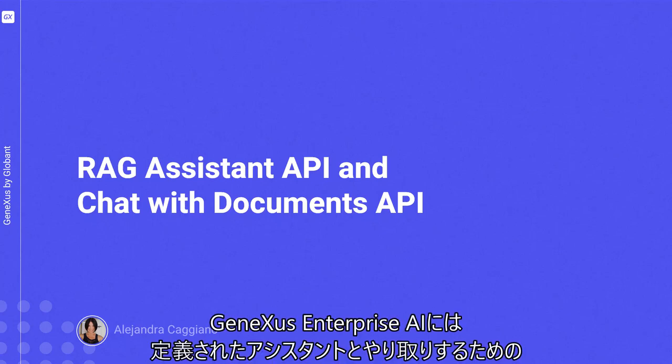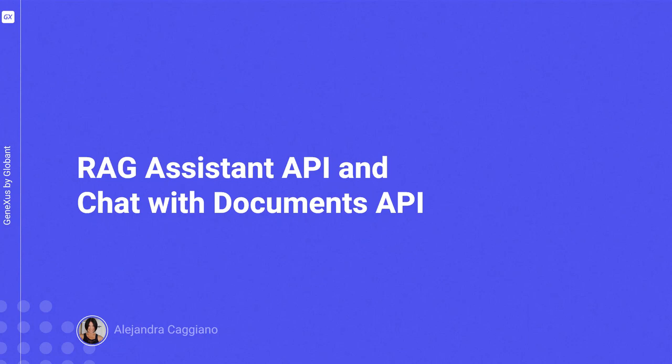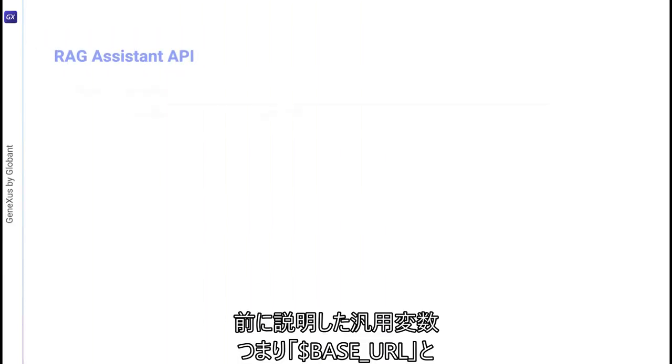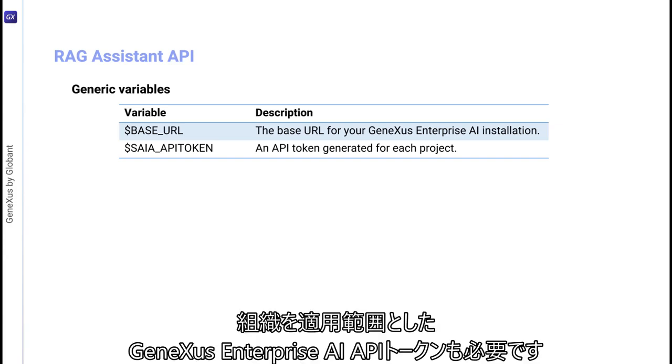As we know, Genexus Enterprise AI provides a set of several APIs to interact with the defined assistants. In this context, we're now going to learn about the API to interact with RAG assistants. To use this API, we must consider the generic variables we already know, base URL and SIA API token. In addition, a Genexus Enterprise AI API token related to the scope of the organization is also required.